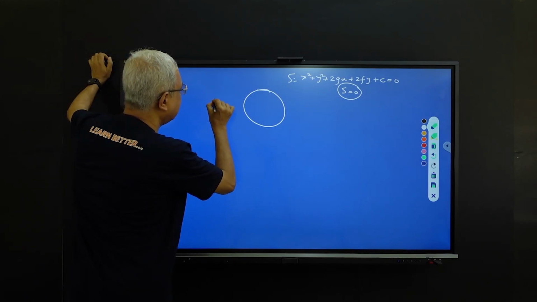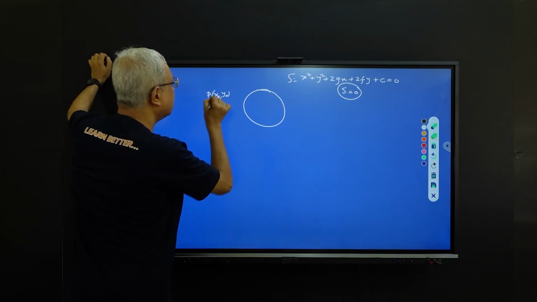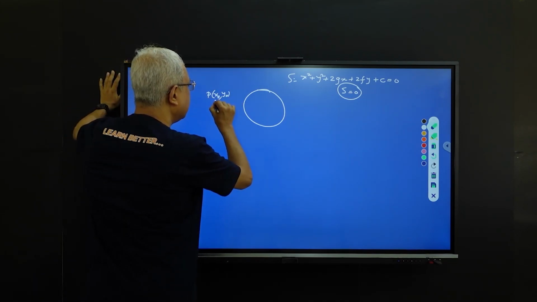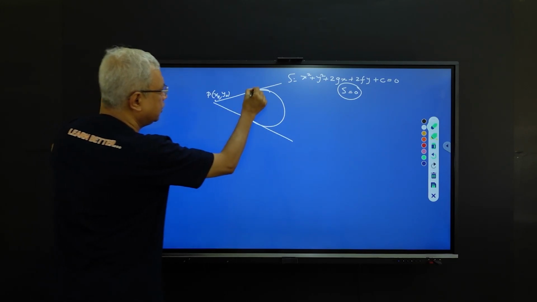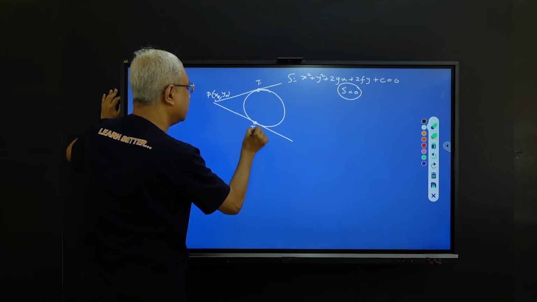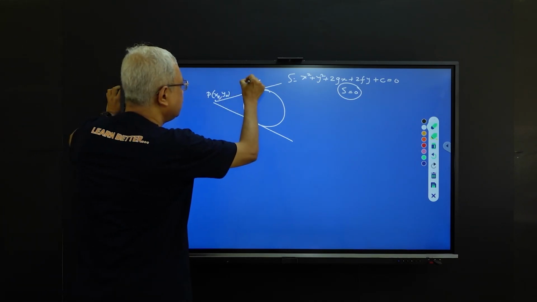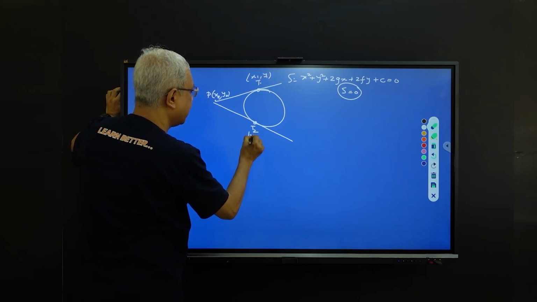So consider the external point P, which is x naught, y naught, and from P you draw two tangents to the circle. This point is T1, this point is T2. Assume as usual its coordinate is x1, y1 and T2's coordinate is x2, y2.